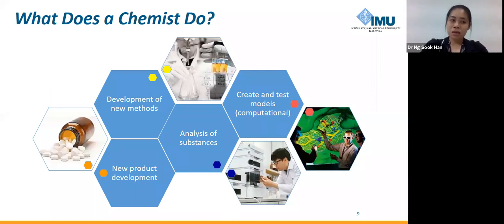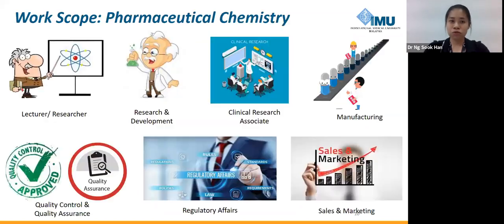So what does a chemist do? What job scope can a chemist do? A chemist can develop new methods for the company. As product development, for example, you can develop paint that dries faster, degradable plastic, and many more. A chemist can also be an analyzer of substances, as well as create and test models using computational chemistry.